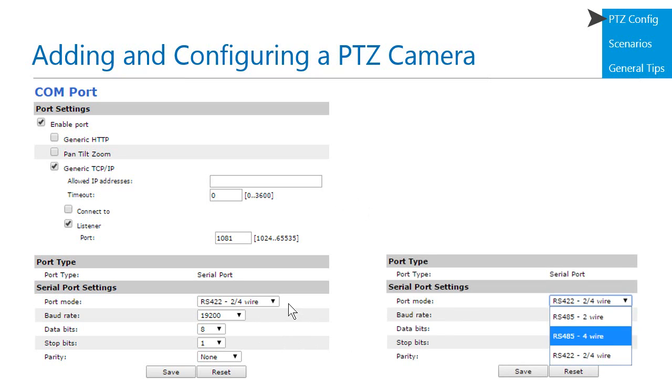Now, some cameras can provide feedback on the PTZ position, but this is going to require a 4-wire connection to the serial port. 2-wire connections only provide commands to the PTZ, but they don't get any information back from it. This is set in the serial port mode, as well as the type of standard used, RS422 or RS485. Now, please note that some units may not support all of these standards.